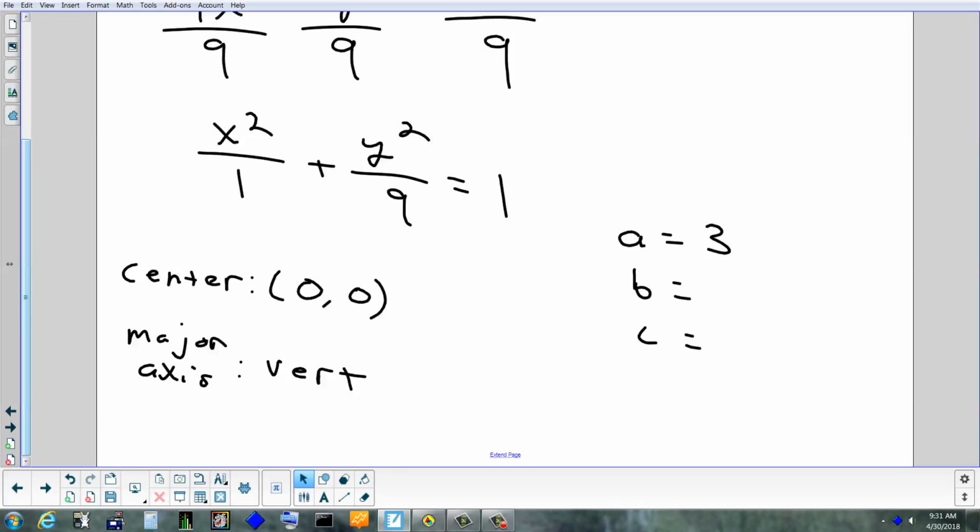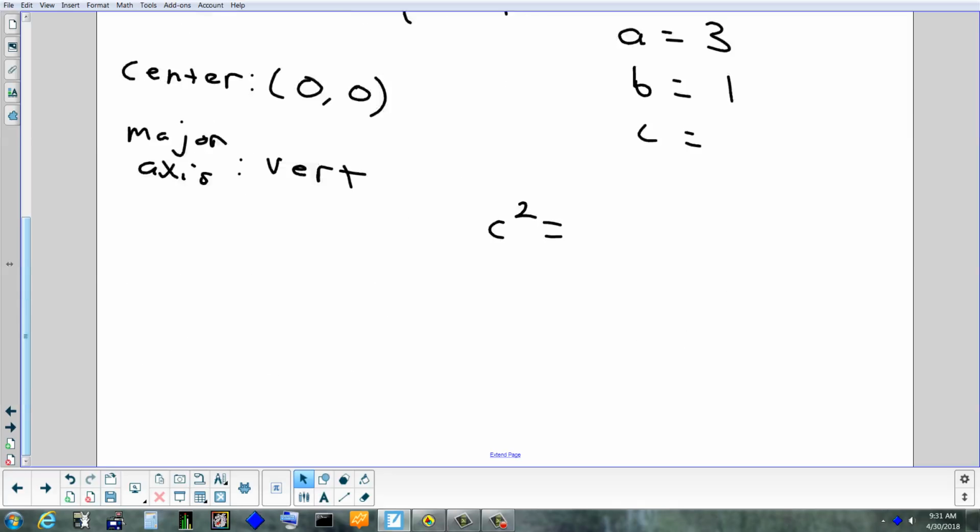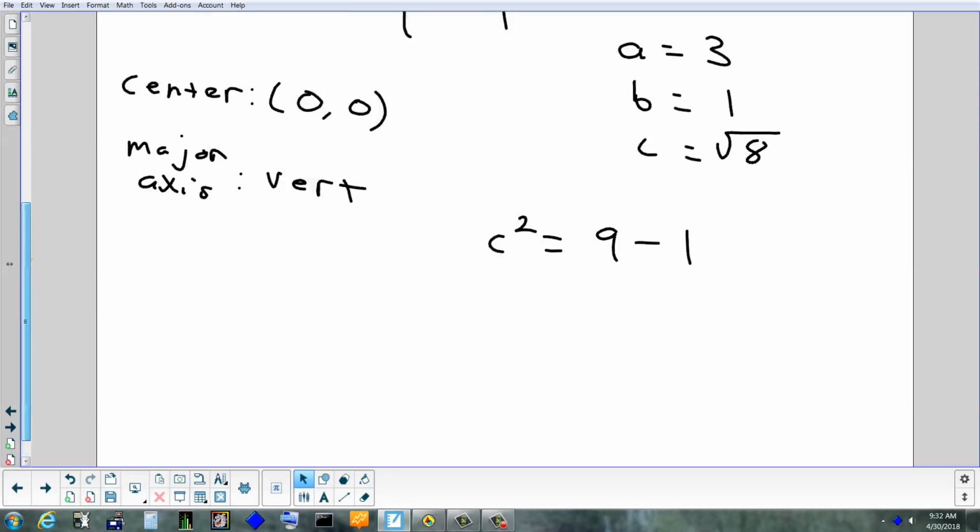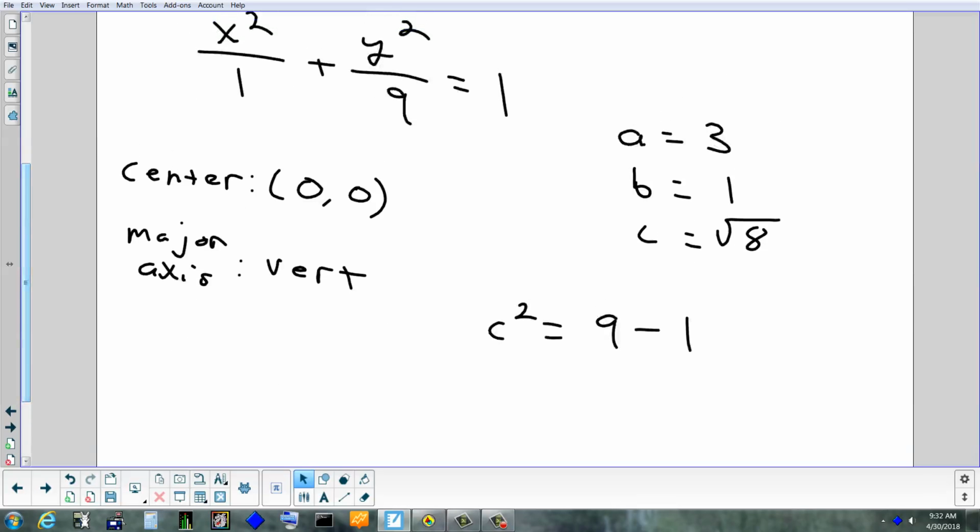What about B? What's B? Yep. B is the square root of 1, which is 1. And C, C squared equals A squared minus B squared. So C is the square root of 8. Okay, so we've got the center, major axis, vertices.